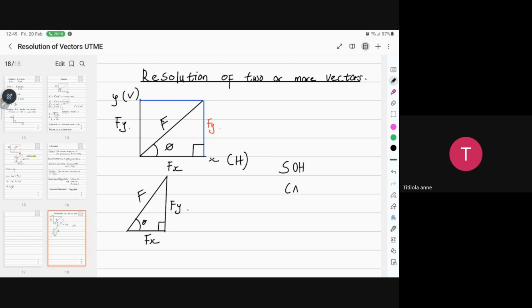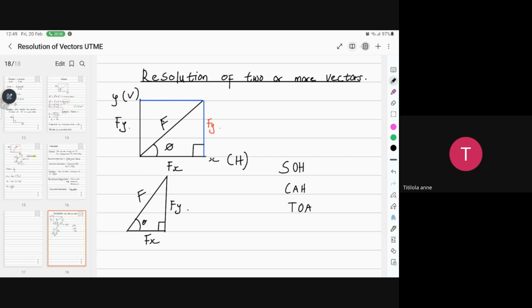So, SOHCAHTOA. Right? You can still remember this. That's why you're laughing. What's funny is it the SOHCAHTOA? All right, so it's something we learned back then.